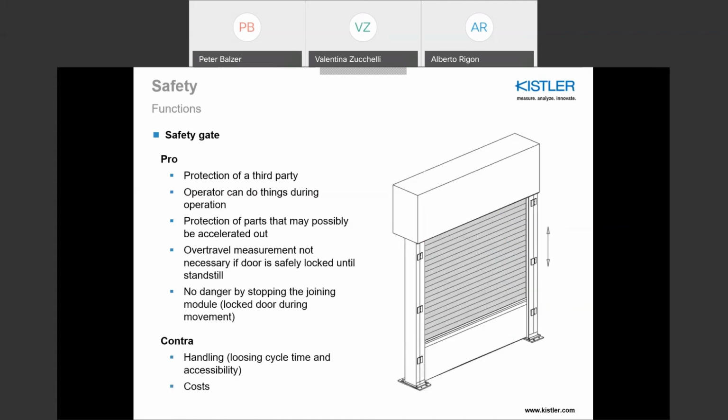Another one that, in terms of safety, from my point of view, is the best thing, it's the so-called safety gate. So you have a completely closed safety zone. Protection of third party. Operator can also do things during operation. You have a protection of parts that may possibly accelerate out. No over travel measurement necessary, and no danger by stopping a joining module. Disadvantages: it's pretty expensive, and you're losing accessibility, and sometimes also cycle time. But there are safety gates available which are quite fast. They are opening and closing so fast that normally it hasn't got a big influence on the cycle time, but of course they are pretty expensive.